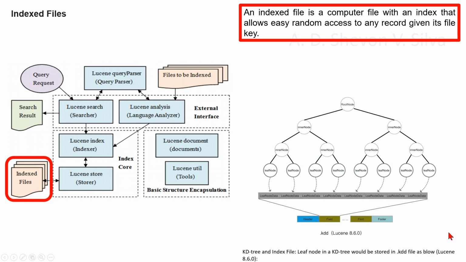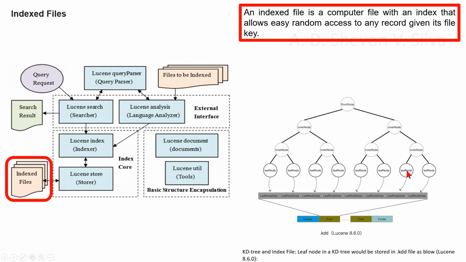Here you can see the leaf node in the .kd tree would be stored in the .kdd file as below. Here you can see a root node, inner nodes, and then these are leaf nodes. Here this leaf node is connected to leaf node data, and this one is connected to this leaf node data.